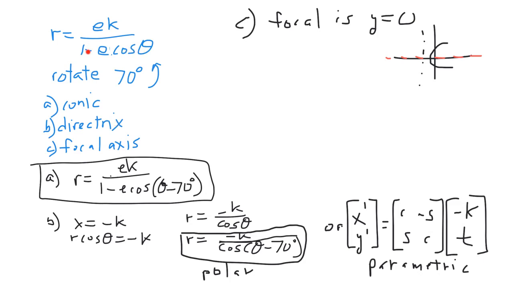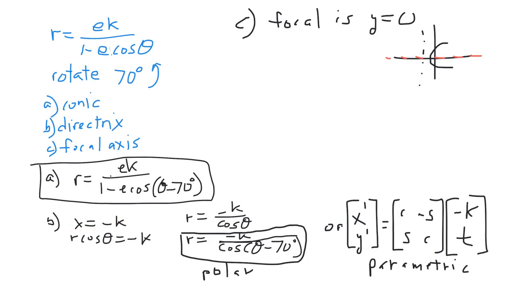As far as the directrix goes, we know that it's a minus and a cosine, so we know that the original directrix would be x equals minus k. Of course, x is r cosine theta in polar language, and then we could solve for r and get the original directrix in polar form. And now we could as well put the minus 70 degrees with the theta to have a polar equation of our rotated directrix.